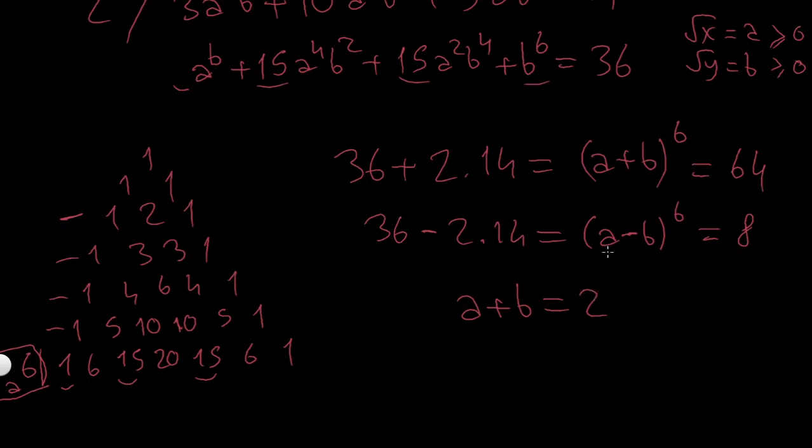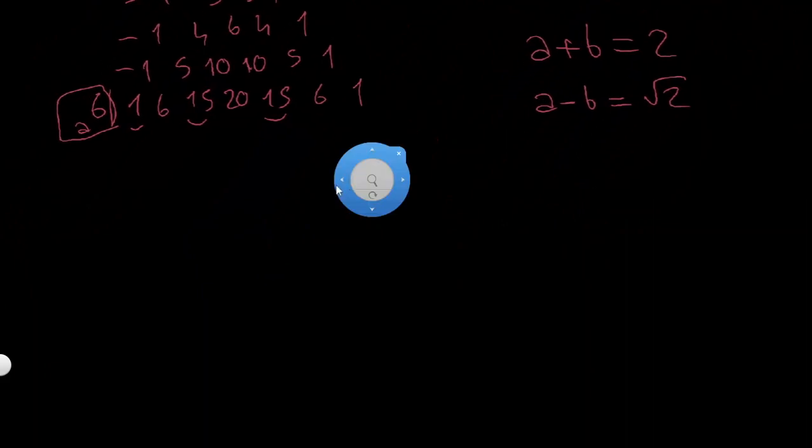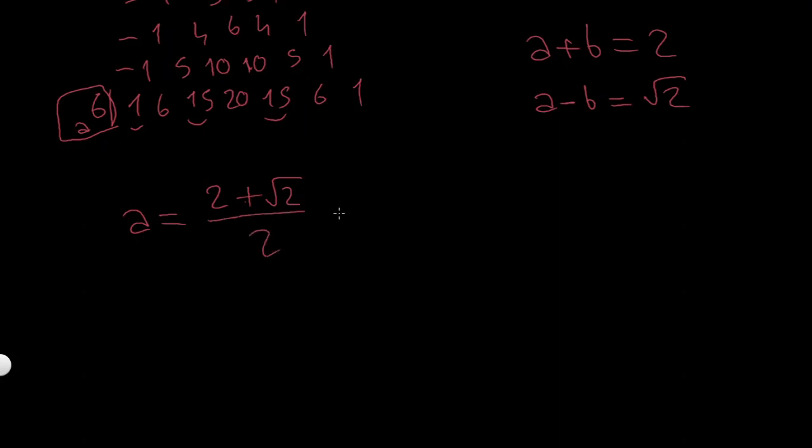Okay, and from here I know that (a minus b) to the 6 is 8, so this is 2 to the 3, and if I take the 6th root it will be square root of 2, so a minus b is square root of 2. So if I just add both of these equations up, I will have 2a, so a being equal to (2 plus square root of 2) divided by 2, and b being equal to (2 minus square root of 2) over 2.